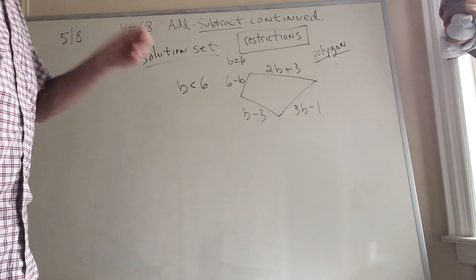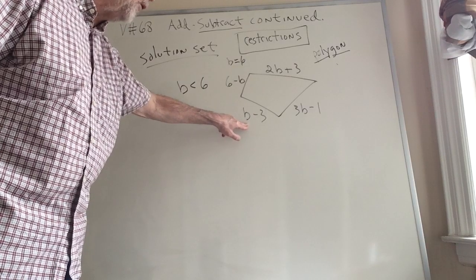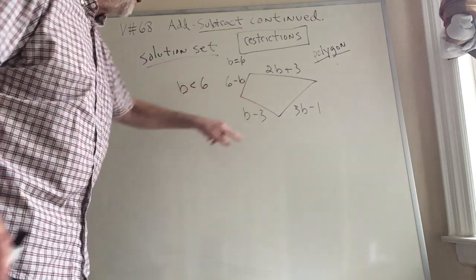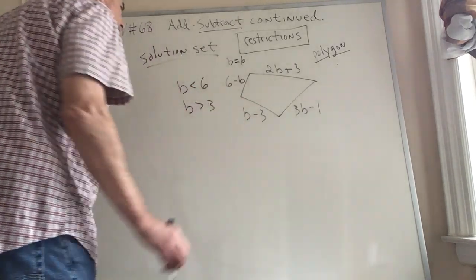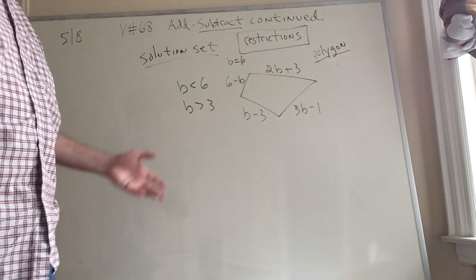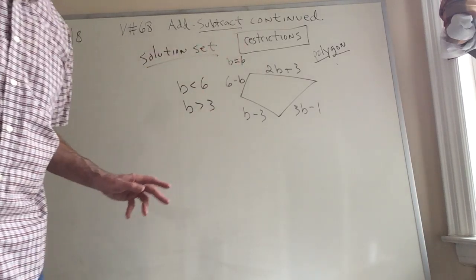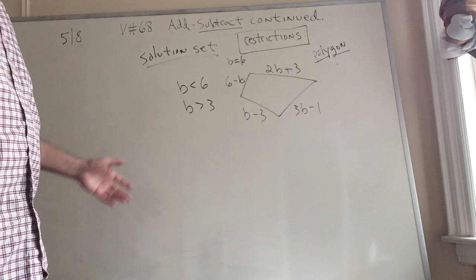Well, let's take a look at this side over here. What if b is 3? Well, if b is 3, this side is what? 0. So b has to be greater than 3. Does everybody agree with that? Look at it. Just look at the math here. So before I do any kind of perimeter, I'd have to look at the restrictions. This is what the math problem given to me allows me to say.